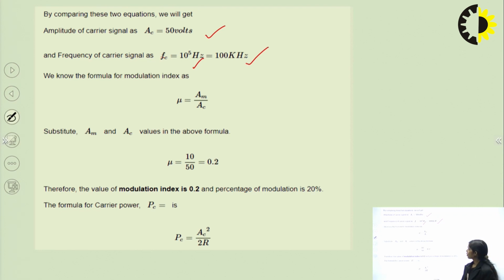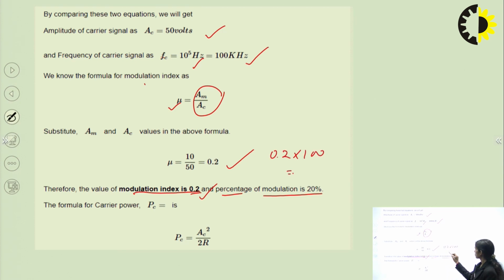So from the formula of modulation index, we can find μ as Am divided by Ac. By substituting the values of Am and Ac, we can find the modulation index, and it comes out to be 0.2. So this will give you the value of the modulation index. The first part of the numerical is calculated, and if it is represented in terms of percentage, this can be written as 20%. That means 0.2 multiplied by 100. It comes out to be 20%.